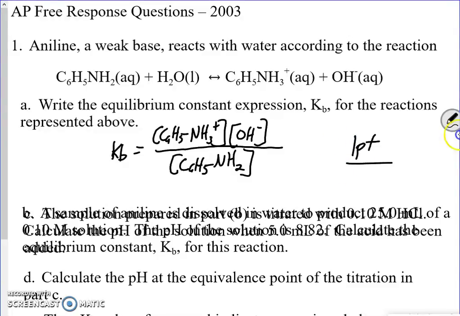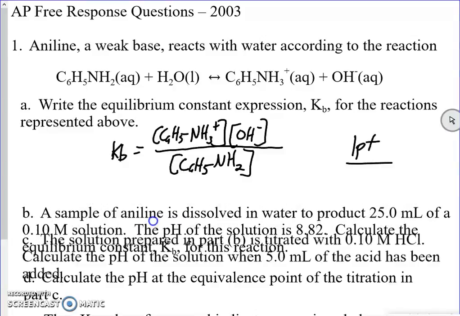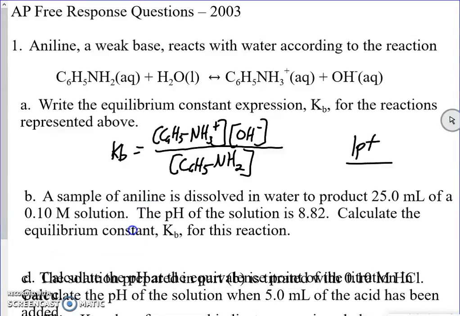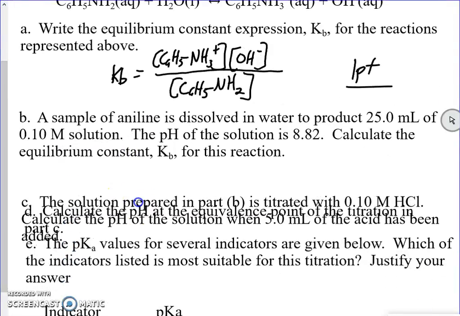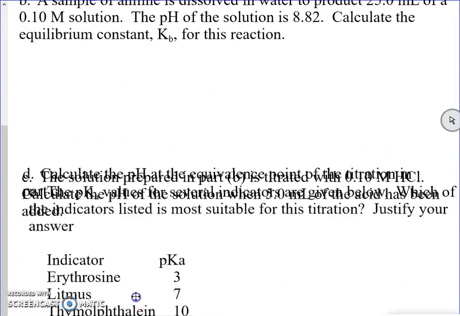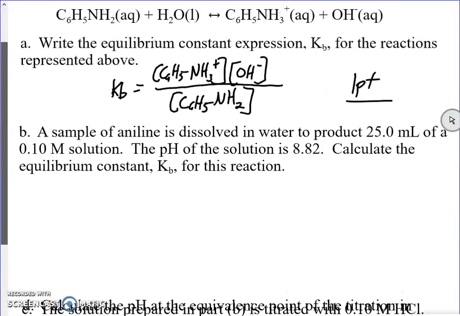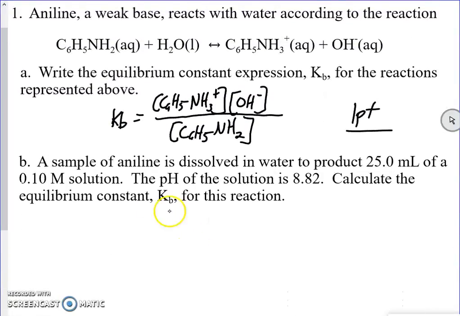That can still be the difference between a 4 or 5. Okay, so let's move on to part B, and I'm going to move these around a little bit so that we can actually see what's going on. There we go.